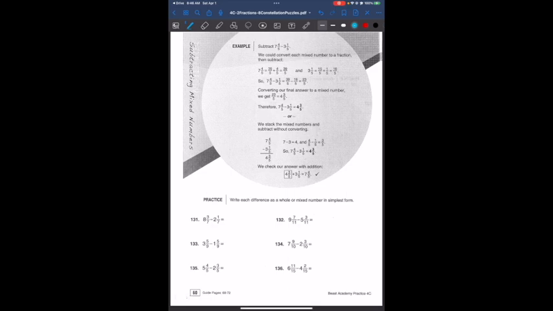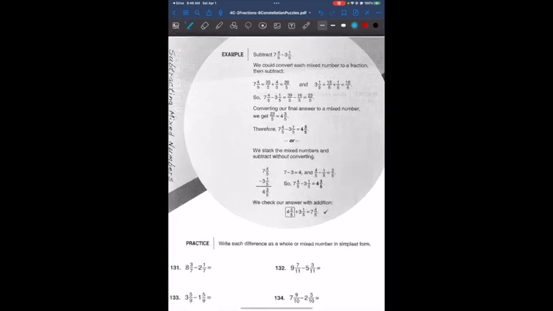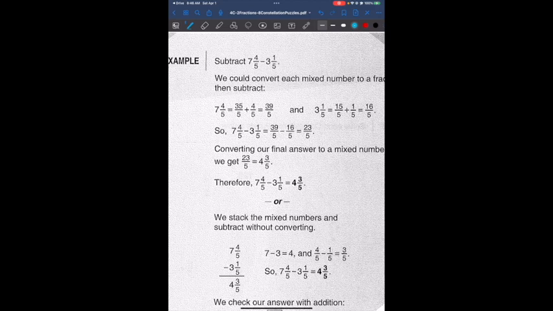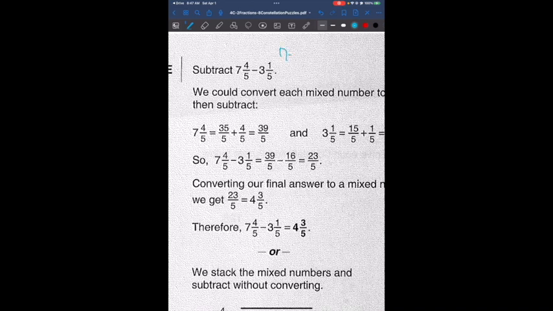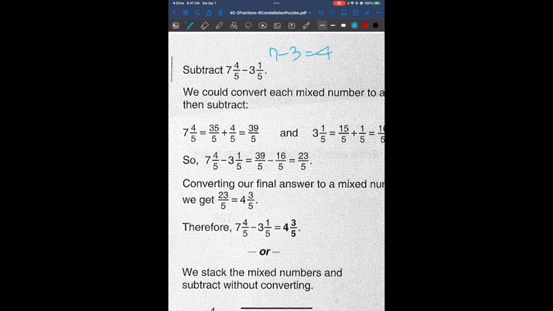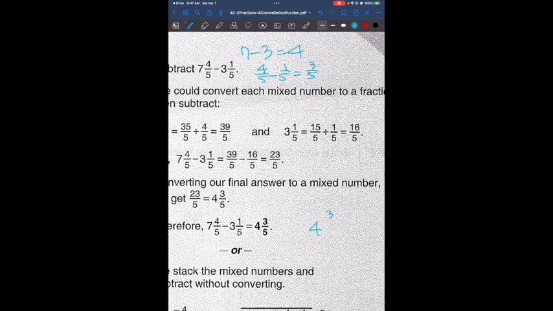Now we're going to learn about subtracting mixed numbers. And so for subtracting mixed numbers, we have 7 and 4 over 5 minus 3 and 1 over 5. In this question, we're first going to subtract the whole numbers, just like we do for addition. And so we're going to do 7 minus 3, which is 4. And then we're going to do 4 over 5 minus 1 over 5, which is going to be 3 over 5. And so our result is going to be 4 and 3/5.